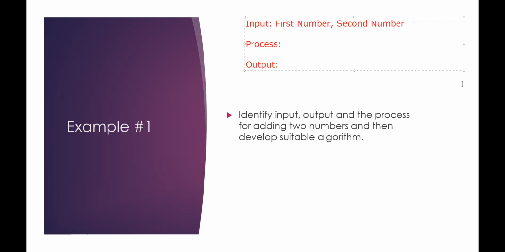We can say the total of the two numbers, isn't it? So that's what we expect. Right now we don't know what these two numbers are. It could be 10 and 20, it could be 15 and 20, it could be anything.